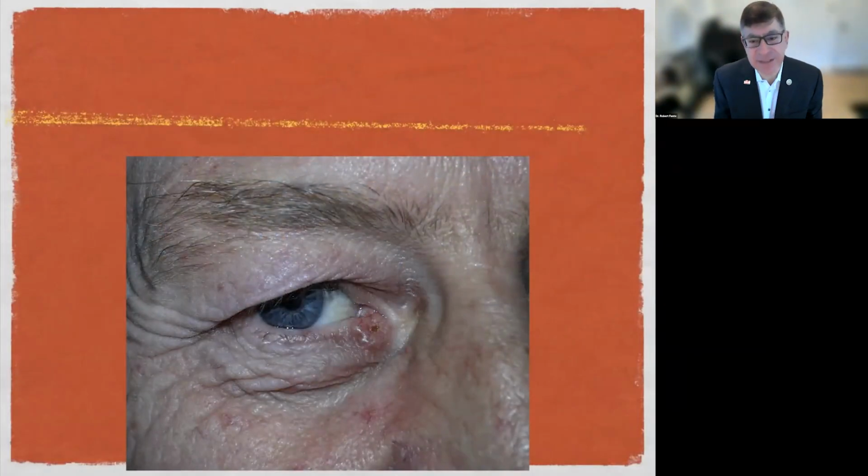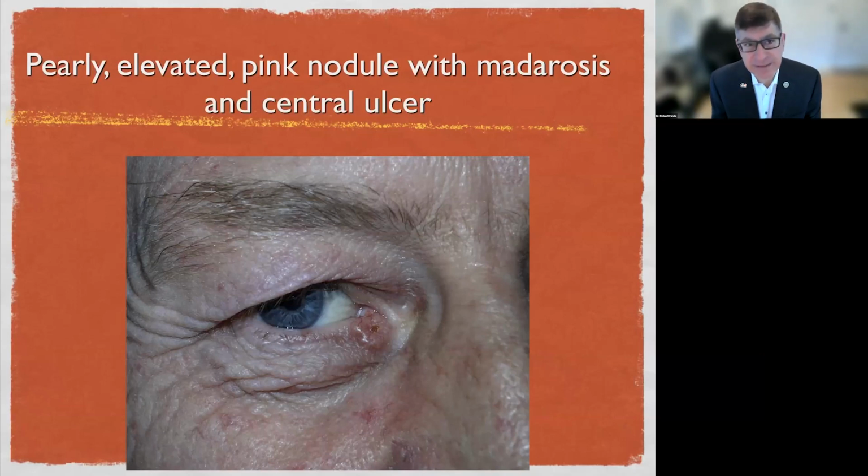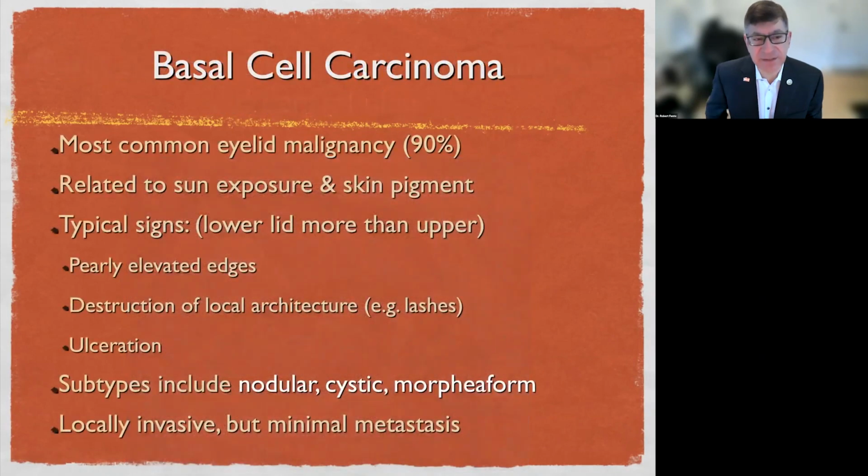How about this mass here, seen at the medial canthus of this patient? I'm calling this a pearly, elevated pink nodule with madarosis and central ulcer here at the right lower lid. This is basal cell carcinoma. It's the most common eyelid malignancy, encompassing 90% of the malignancies that we'll see on the eyelid, related to sun exposure and skin pigmentation. The typical signs are pearly elevated edges, destruction of local architecture such as the lashes, and ulceration. We see it more commonly on the lower lid than the upper.